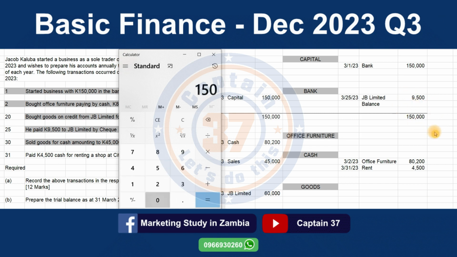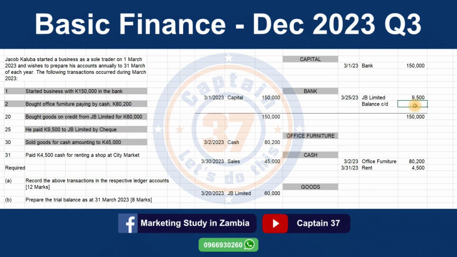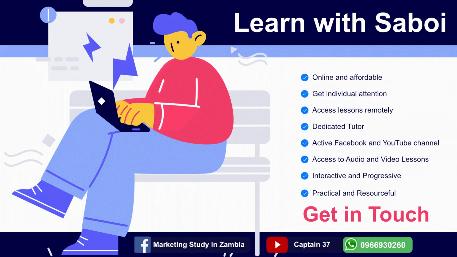It's 150,000 minus 9,500. It is 140,500. So it's going to be here, 140,500. Is that it? No. So it's going to be balance, spelling, balance brought down. Brought down how much? 140,500.